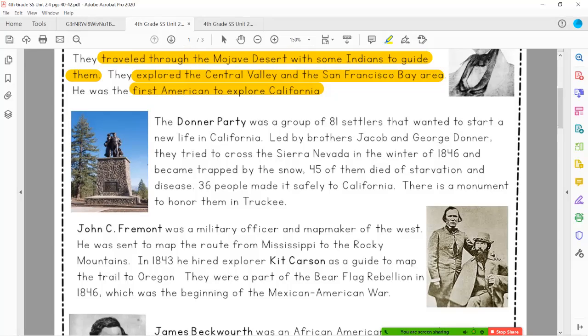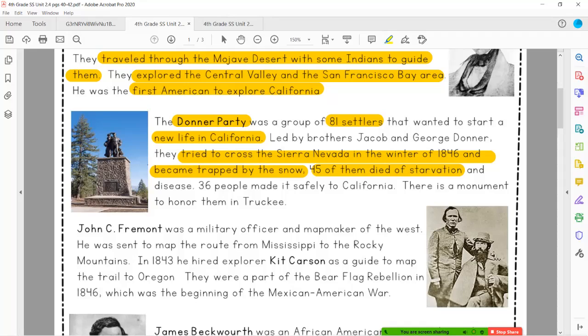So again, I'm going to take my highlighter. I'm going to highlight the important part. Donner Party, 81 settlers, and they wanted a new life in California. They tried to cross the Sierra Nevada in the winter of 1846 and became trapped by the snow. We know that 45 died of starvation and disease. And then 36 made it safely to California.